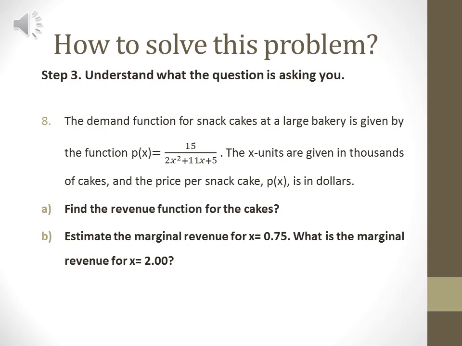Step number 3, understand what the question is asking you. So we've read the question a couple times, but do we really know what it is asking of us? Part A, find the revenue function for the cakes. Part B, estimate the marginal revenue for x equals 0.5. And then what is the marginal revenue for x equals 2.00?